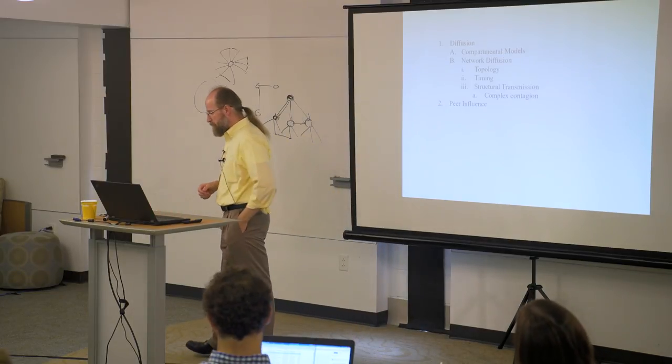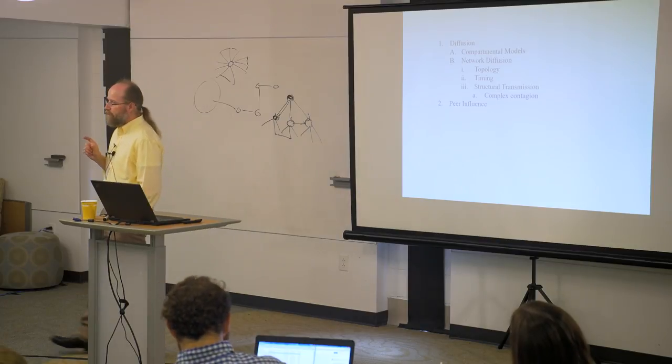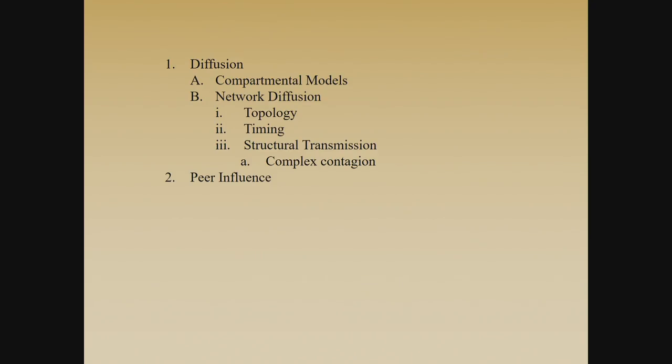And so what I'm going to do is start with this biological model of diffusion. I'm going to start with the simplest biological models of diffusion, which are these compartmental models. From the compartmental models, when we move away from these big buckets of people in different compartments and actually think about network diffusion, we're going to ask, what are the features that drive diffusion?